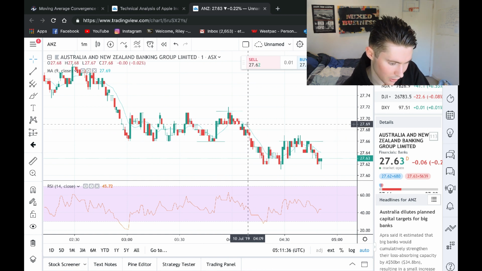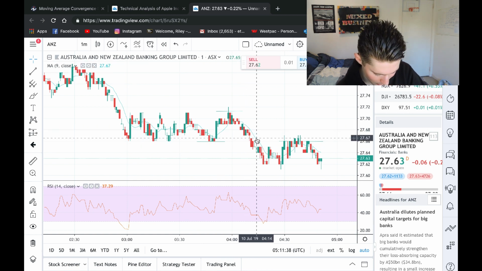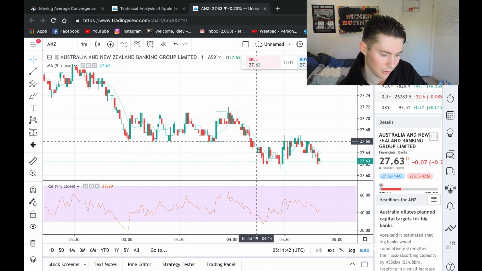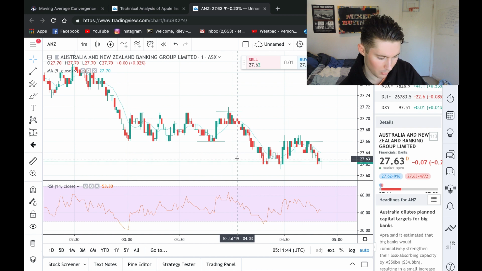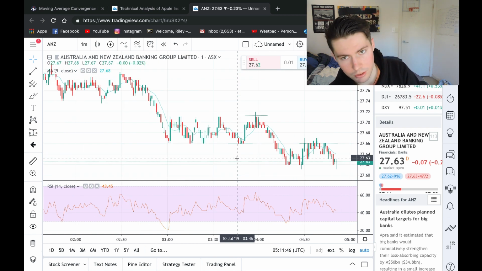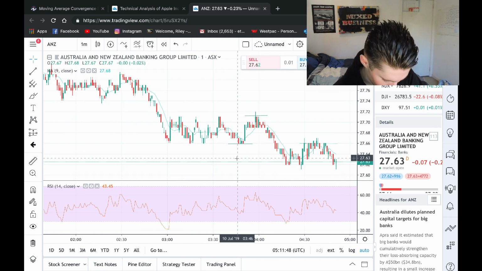So you can see that here it's above the price line, so it essentially is signaling that there could be a change in momentum, but you need to use the moving average in conjunction with other strategies.